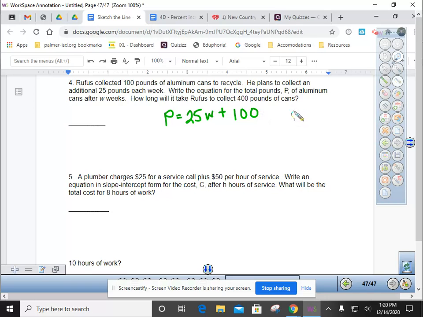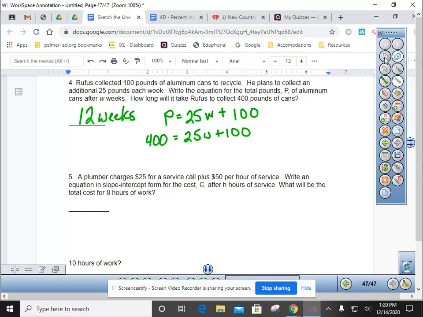And where does the 400 go? We're going to put that in there, where the P is. Good job. Where the Y is or where the P is, yes. Did y'all solve it? What'd you get? 12. Everybody get 12 weeks? Yes.